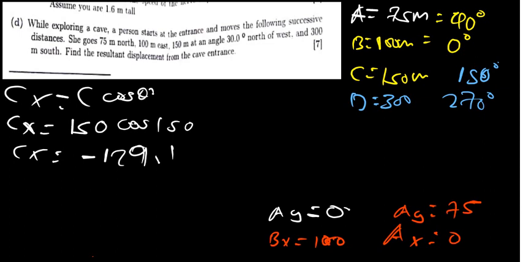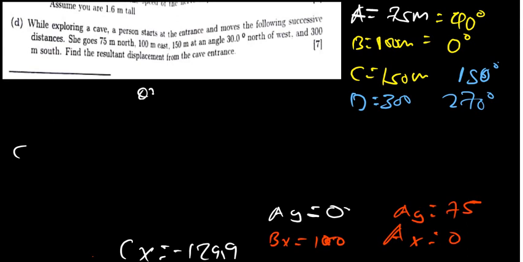129.1. I'm going to put here 0.9. Isn't it the same as if I just say 1, okay, 0.9? It's okay. So we have cx is going to be equal to negative 129.9. Let's find the cy.